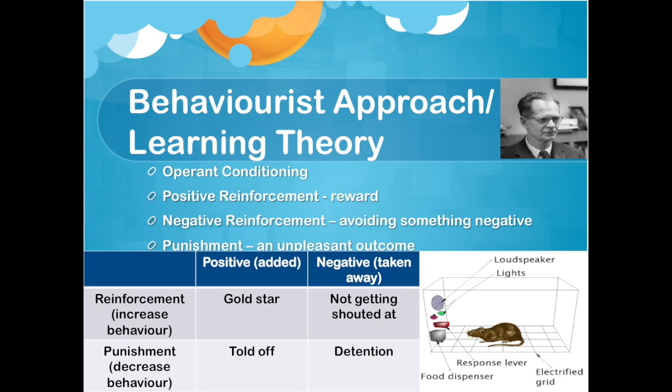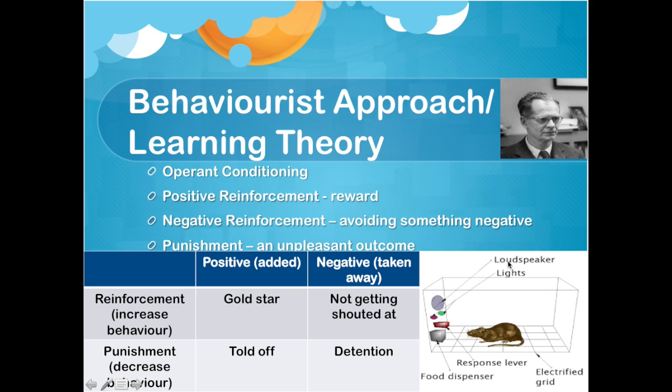Okay, so the rat has learnt, so it's a learning theory, through operant conditioning, through positive reinforcement, that lever produces food. So that is a learned behaviour. That's a behaviour that wasn't there before, but now is there, that he's going to repeat because he gets a reward from it. Okay, so that's all nice.